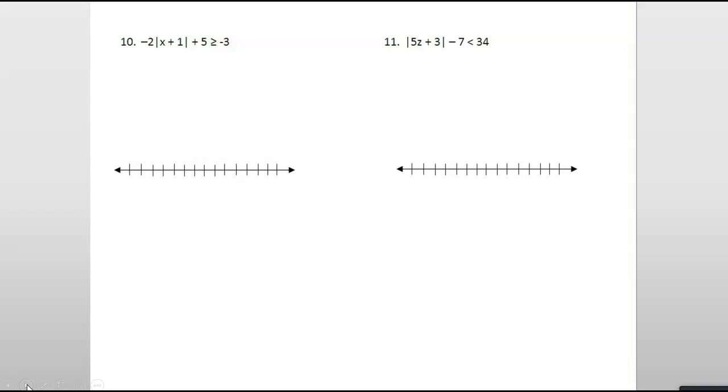Just like with absolute value equations, in order to solve an absolute value inequality, you have to isolate the absolute value, which means that I need to first subtract 5.